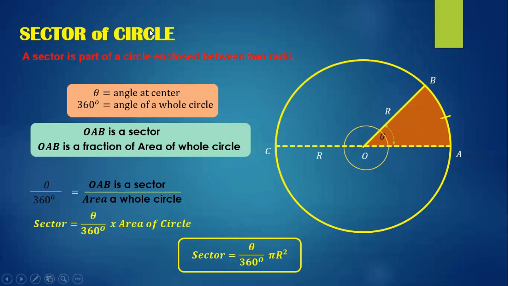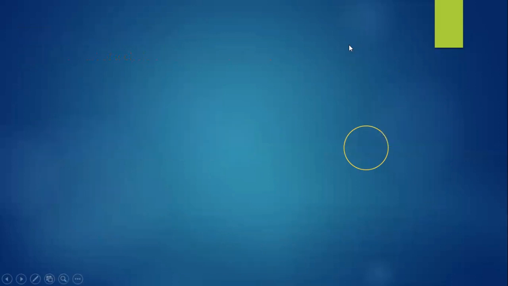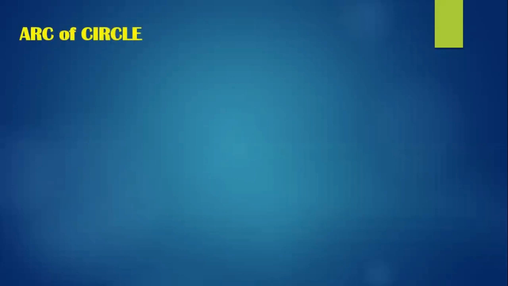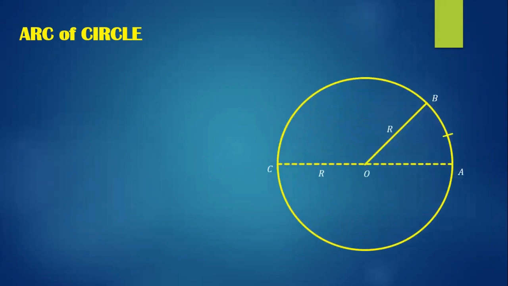Okay, students, we go to the next topic. The next topic is arc of circle. Look at a circle on your screen. It's very simple, right? A circle with center O and radius R.